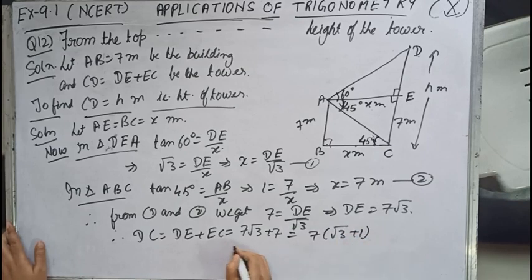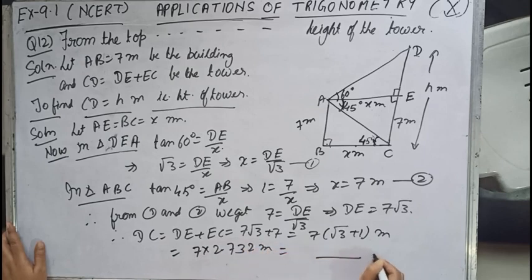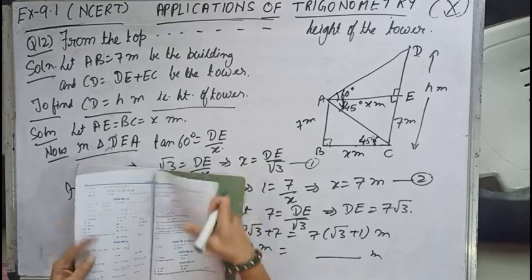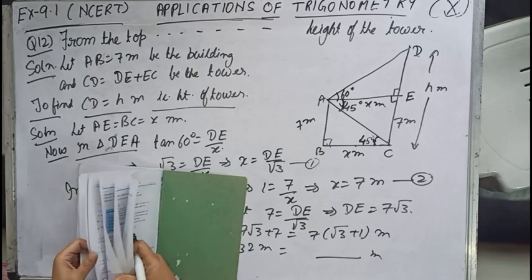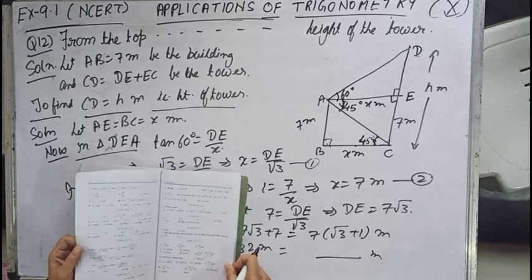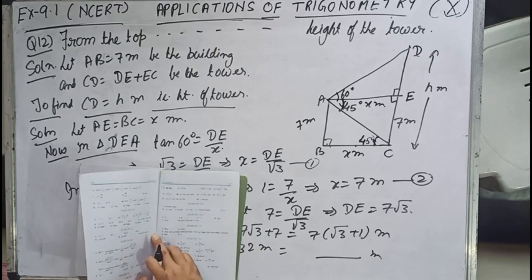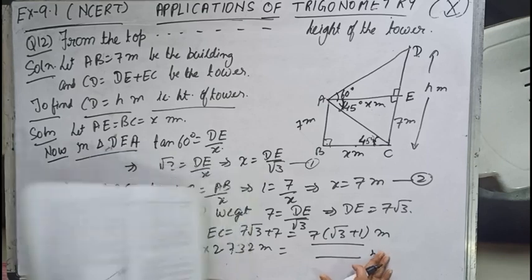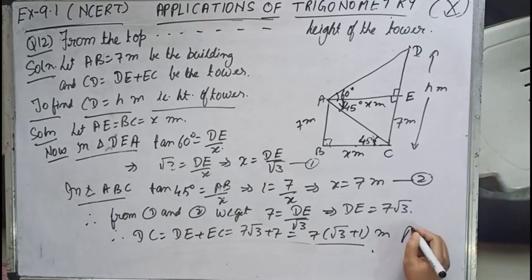You can leave the answer as such, in meter, or you can write over here 7 into 2.732. Whatever is the answer, that you will be writing. First let me see what is the answer given. Question number 12 of exercise 9.1, correct? It has left the answer as such only. So this only is the answer, no need of writing all this. Write simply answer.